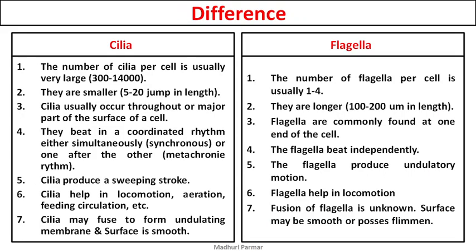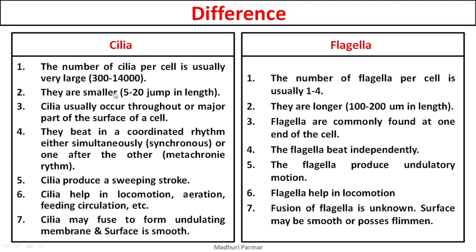Okay. Now here are the differences. As I had already mentioned, it would be better if you make these differences into tables for your own notes for quick revision. Fine. Just quickly going through all of these points which we just studied. The cilia have a large number in a cell, 300 to 14,000. The flagella are only 1 to 4 in number.